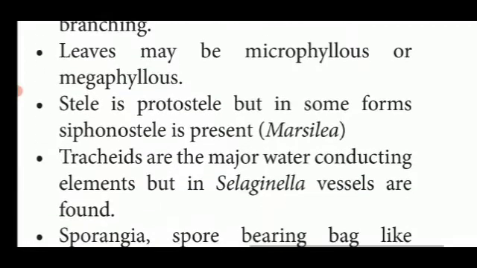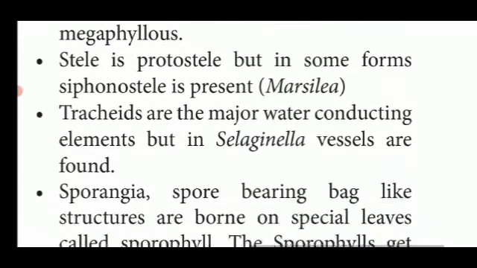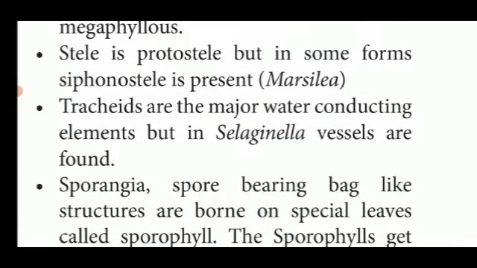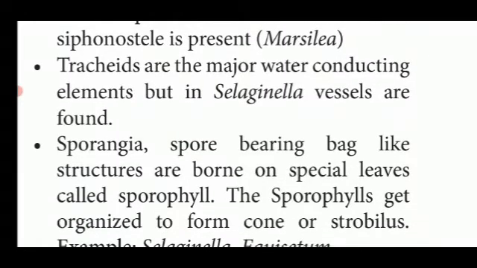The leaves may be microphyllous or megaphyllous. Micro means small, phyllous means leaf. The leaves are very small, or some pteridophytes have larger sized leaves. The stele is protostele, but in some forms siphonostele is present, for example Marsilea. Pteridophytes have tracheids as the major water conducting elements, but in Selaginella vessels are found.